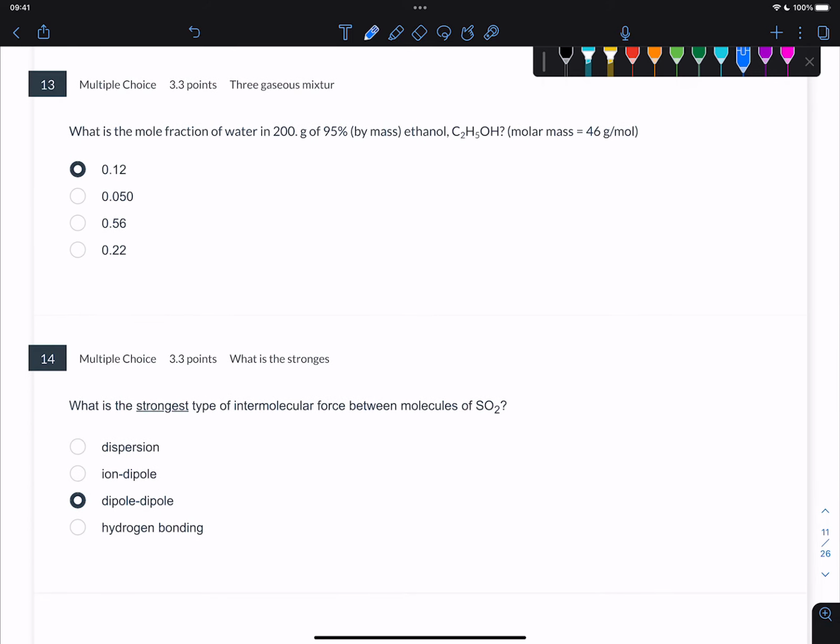Number 13, what is the mole fraction of water in 20 grams of 95% by mass ethanol? A lot of this math stuff can be really confusing because you have all these different concentrations to think about. Remember that mole fraction is simply equal to the moles of the thing you care about, so in this case water, because it says the mole fraction of water, divided by the total number of moles, which is going to be, in this case, the moles of H2O plus the moles of ethanol, which I'm just going to write as ETOH.